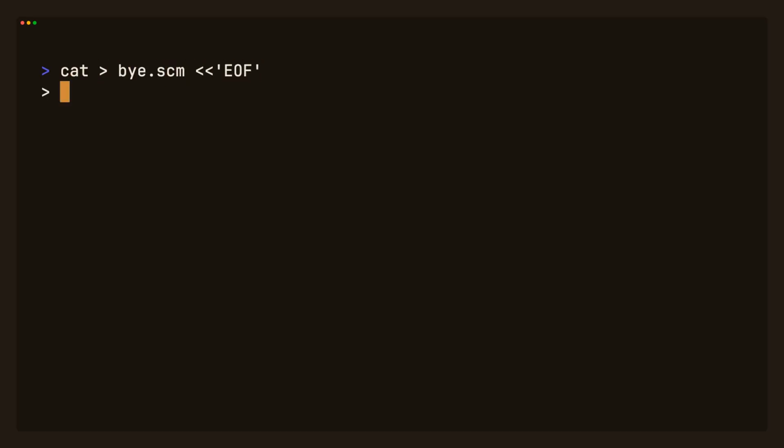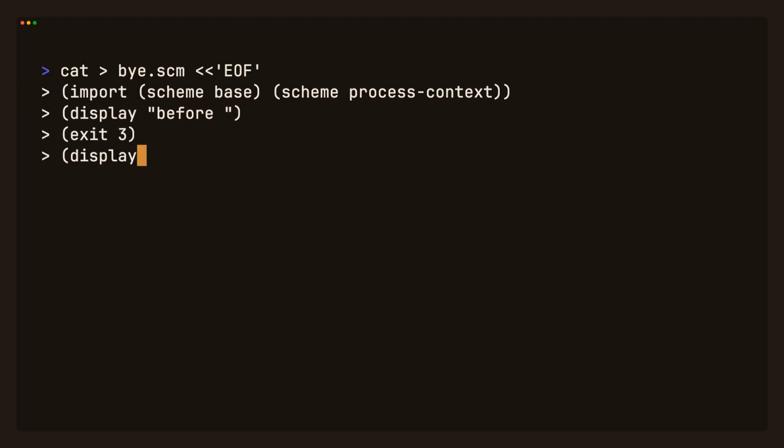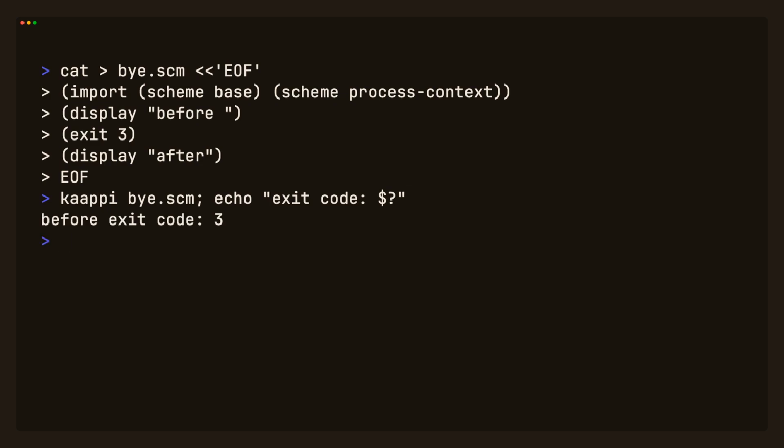And on the way out, exit ends the program right there with a status code. Notice after never printed, exit doesn't come back. 0 means success. Anything else means something went wrong. And that's how other programs and scripts know whether your tool worked.